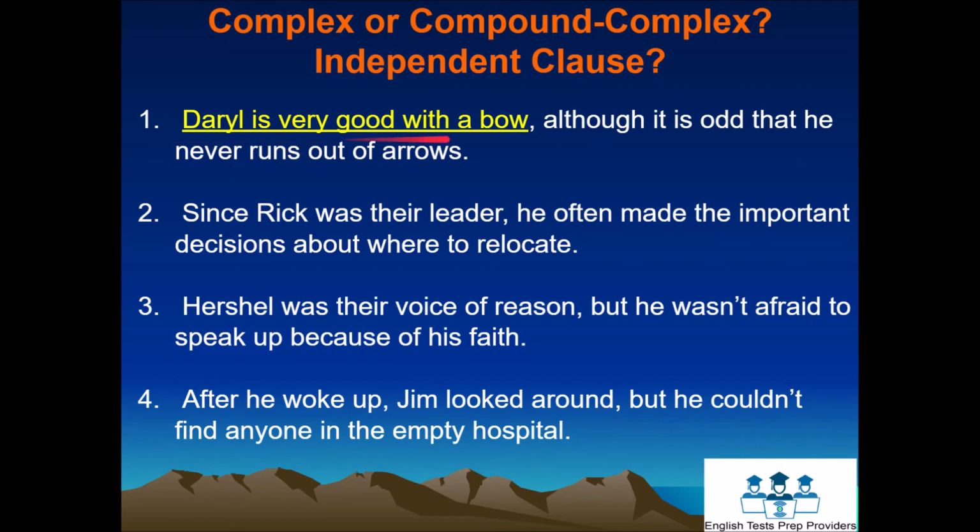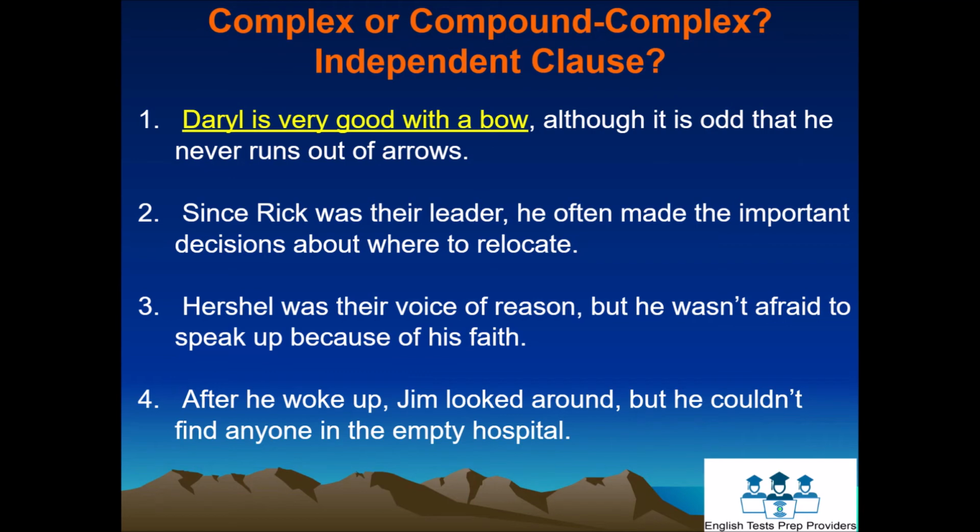And the underlined clause is an independent clause. Just like what I mentioned during grammar series number 4, it's about complex structure. So you can transpose or reverse. You could also say, although it is odd that he never runs out of arrows, Daryl is very good with a bow. Number 2.